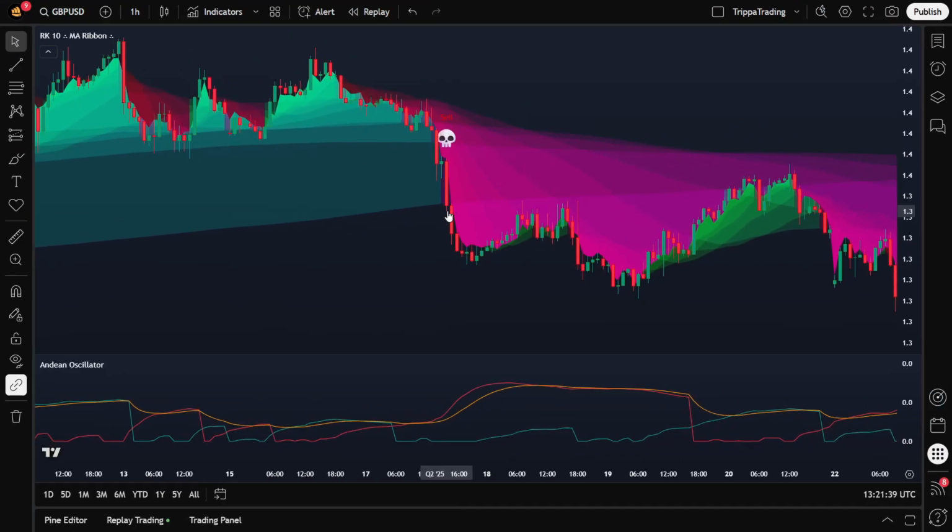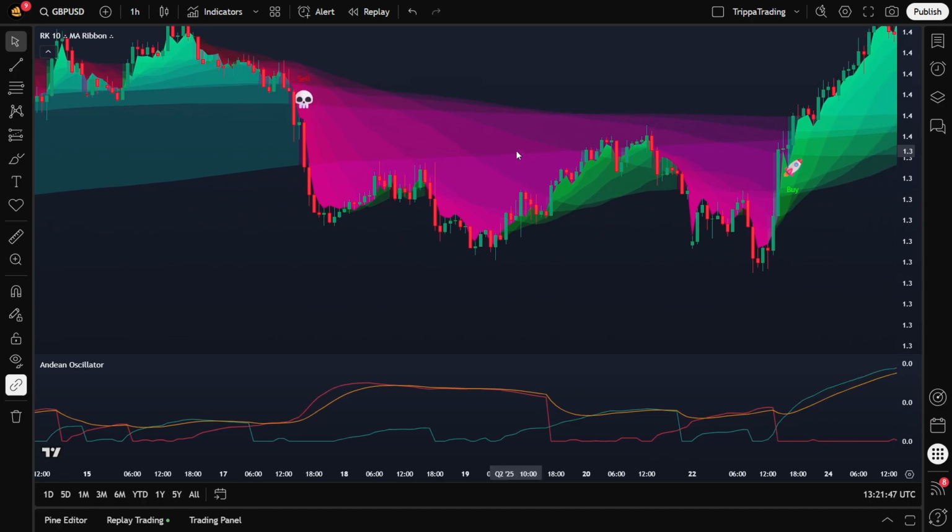When that happens, the sell setup is confirmed. You can enter a sell trade at the close of that candle, set your stop loss, and take profit. And that's a solid trade. Let's look at a live sell trade example.